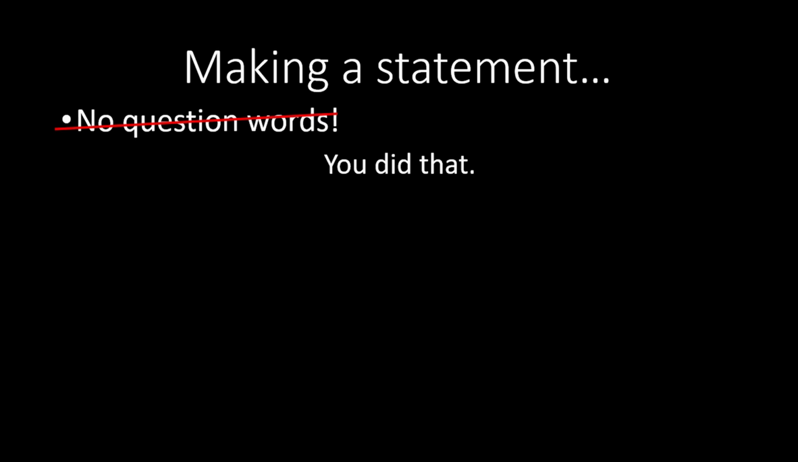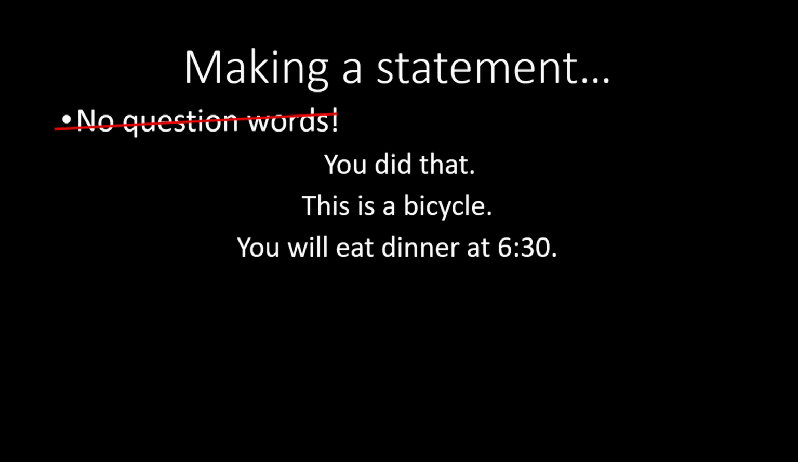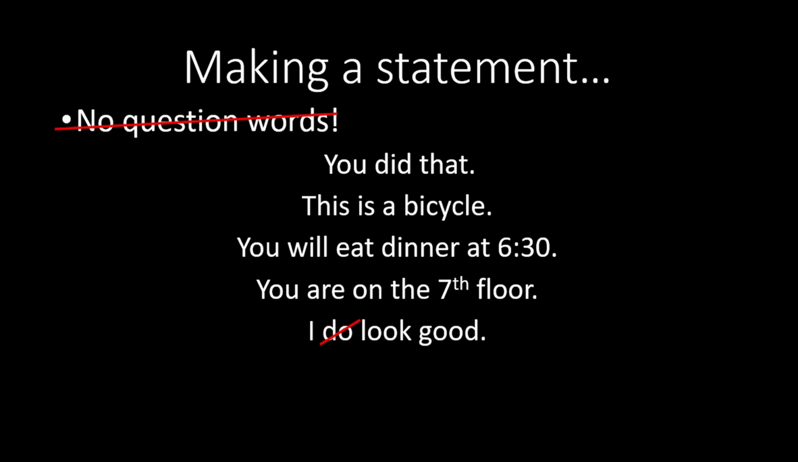For example, you could say, you did that. Or, this is a bicycle. Or, you will eat dinner at 6:30. You are on the 7th floor. I look good. Now, when making this very last sentence, we usually omit the word "do." But you could use the word "do" if somebody had already made the statement, "you look good," and you wanted to emphasize and say, yes, I do look good. But normally, like I said, we don't need that word "do."